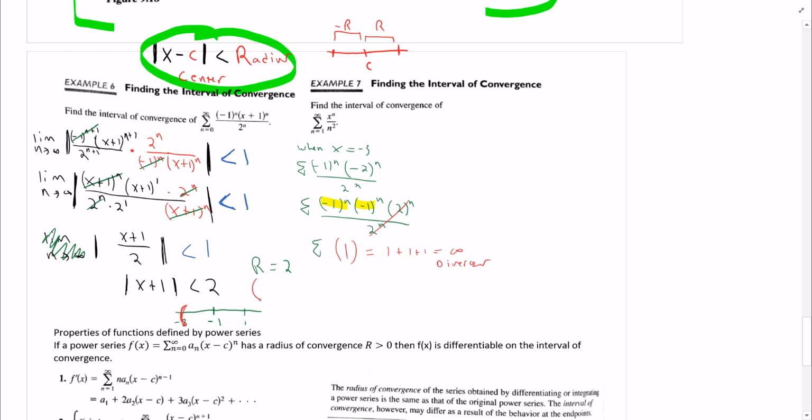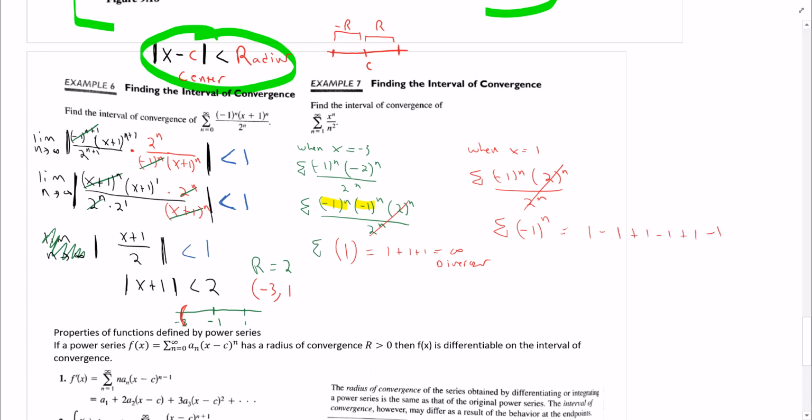So the interval of convergence is going to go from -3. And then we have to figure out, well, what about 1? So let's check when x equals 1. If I plug in 1, we're going to get 1 plus 1 is 2 to the n over 2 to the n. Again, these are going to cancel, and we're left with 1 to the n, basically 1 plus 1 plus 1.